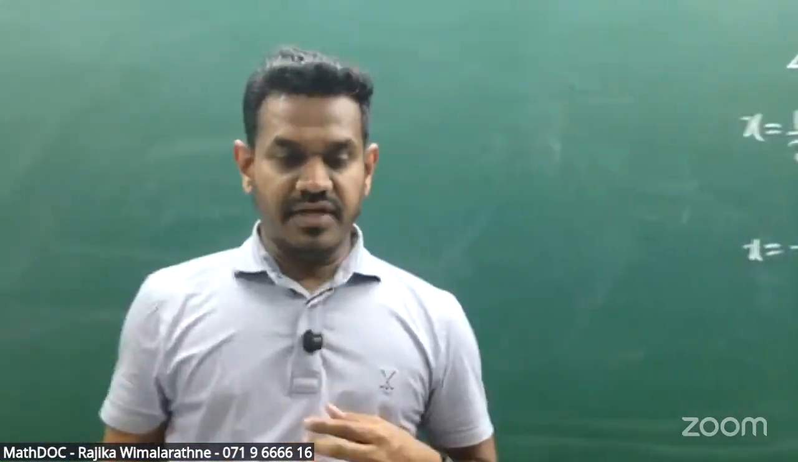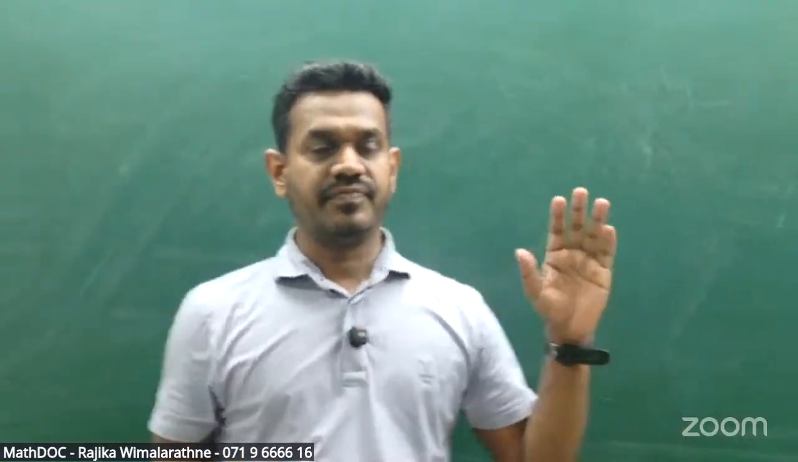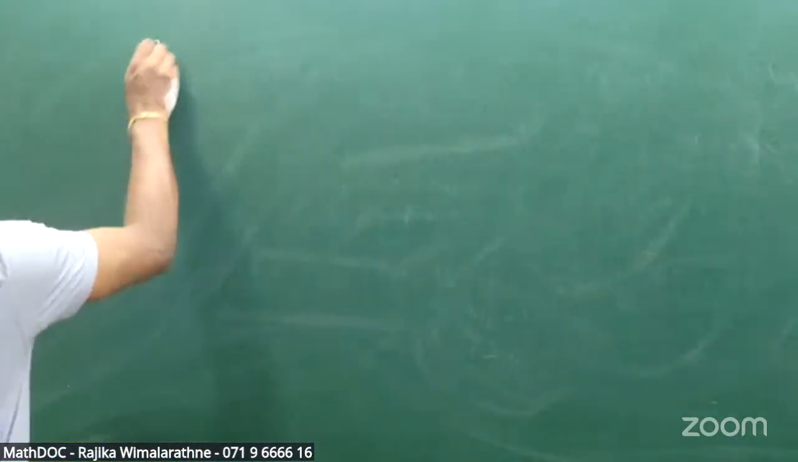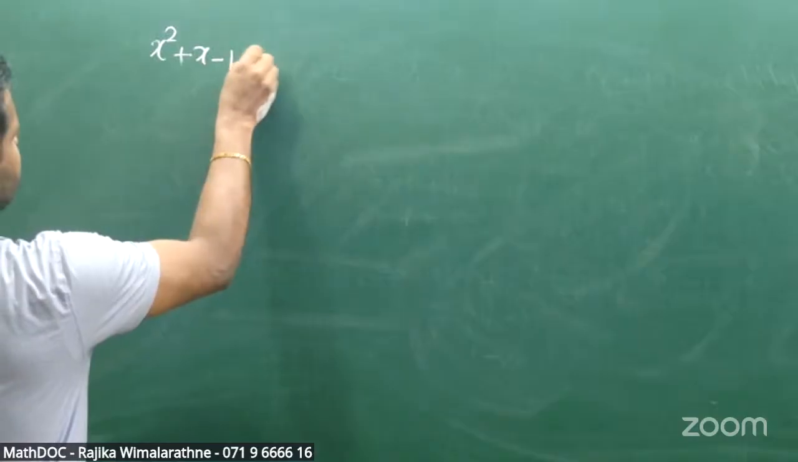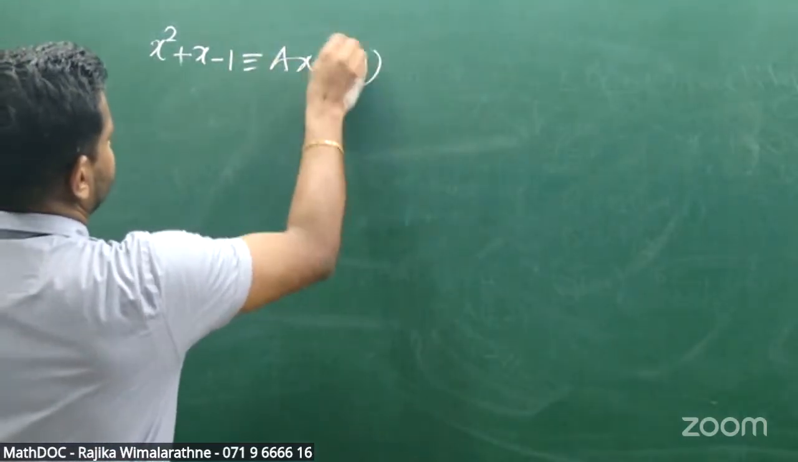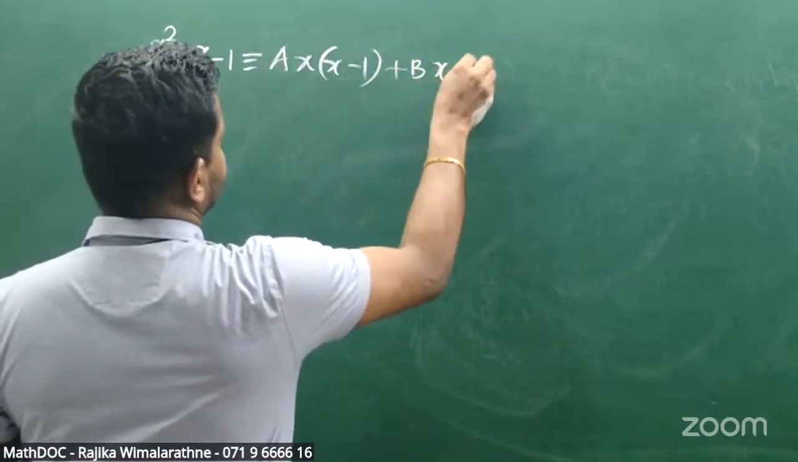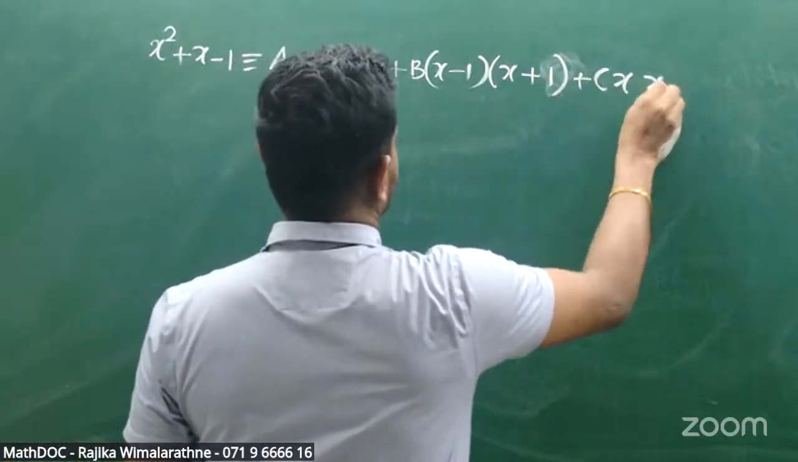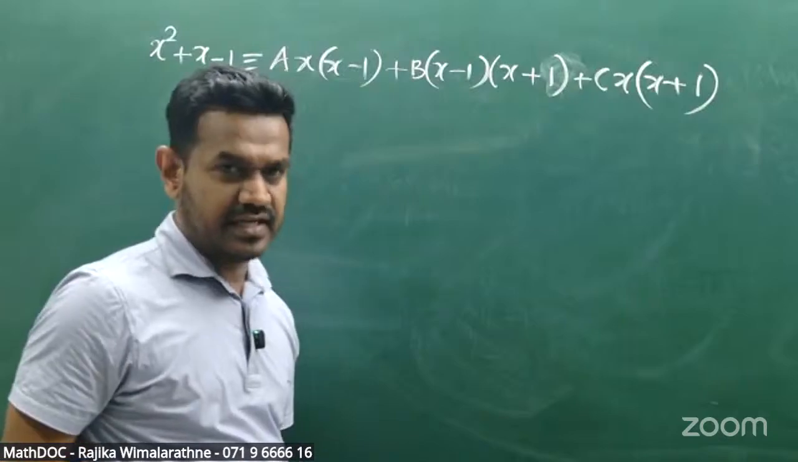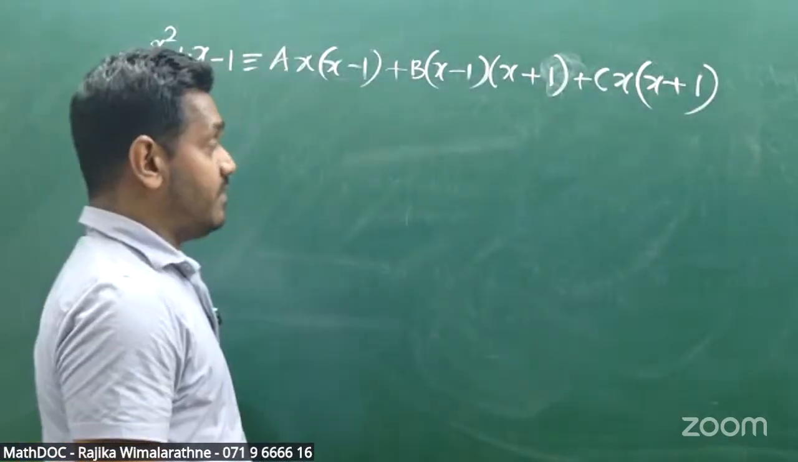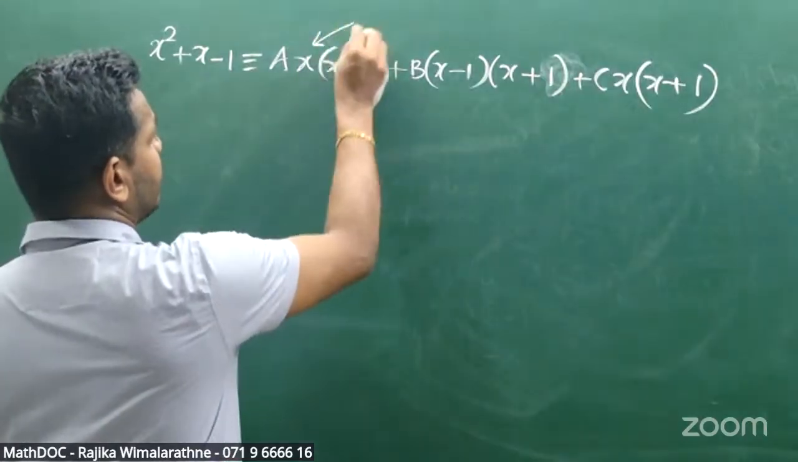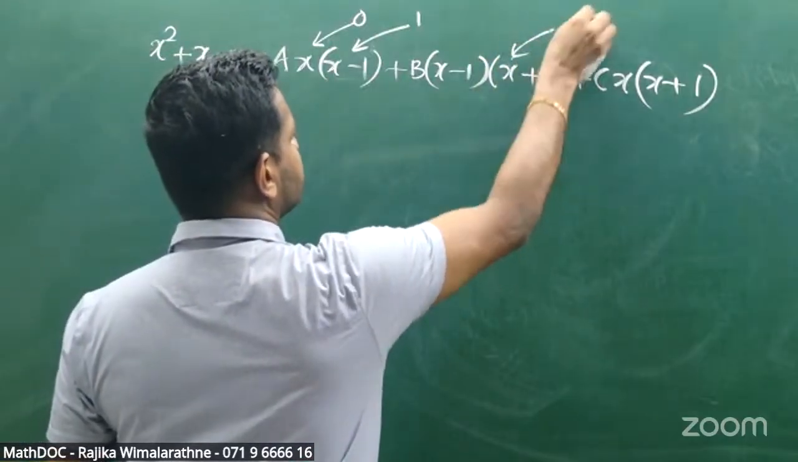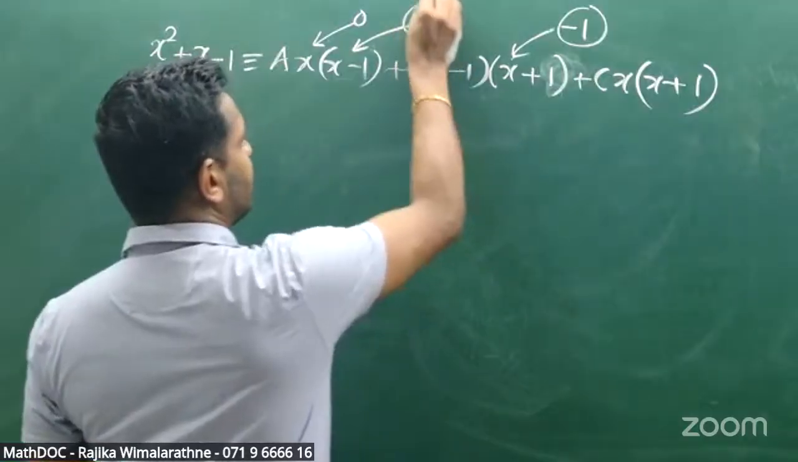Okay. Now let's do another one. You had better do it with me. x squared plus x minus 1 identical to a times x times (x minus 1) plus b times (x minus 1)(x plus 1) plus c times x times (x plus 1). Take this identity. Here you can see one factor with critical value 0, another factor 1, another factor minus 1. Then we had better substitute these values first.